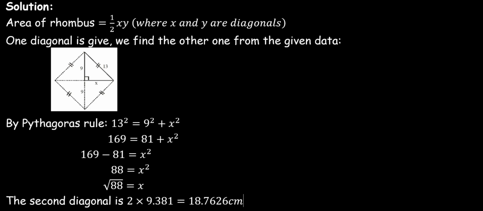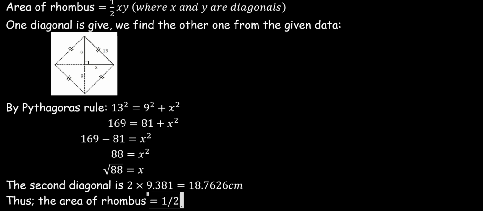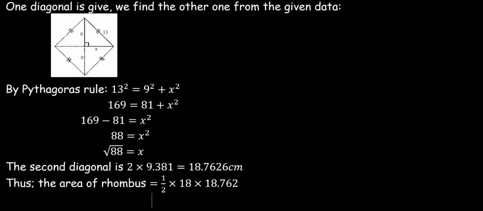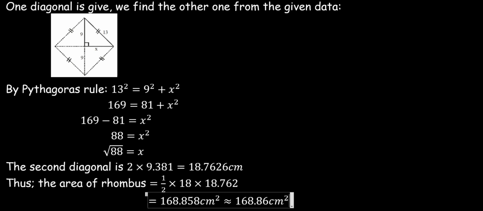Thus, the area of a rhombus, which is half xy, will give us half times 18 times 18.762. And the result is 168.858 cm squared, which is approximately equal to 168.86 cm squared to 2 decimal places.